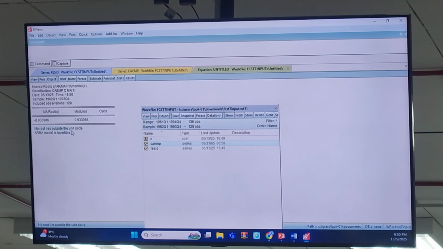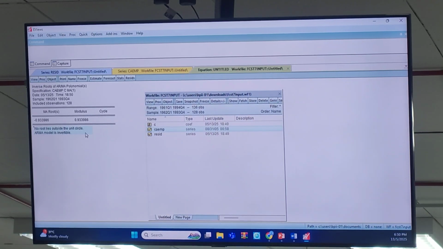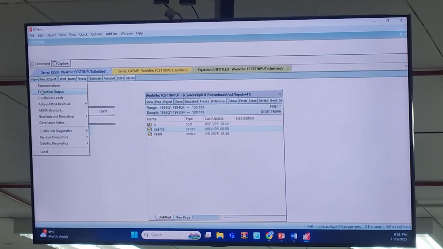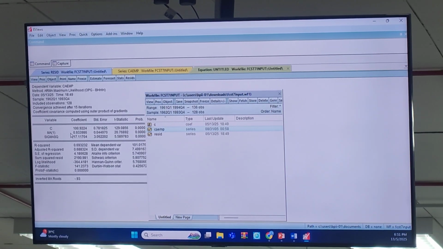But don't rely on this. Let's say you do an exam, for example, and there is no information given like this output. Then you have to decide based on the value of the inverse of the root. You should be able to know whether it's invertible or not. Invertible means that this MA1 model has an equivalent autoregressive representation.